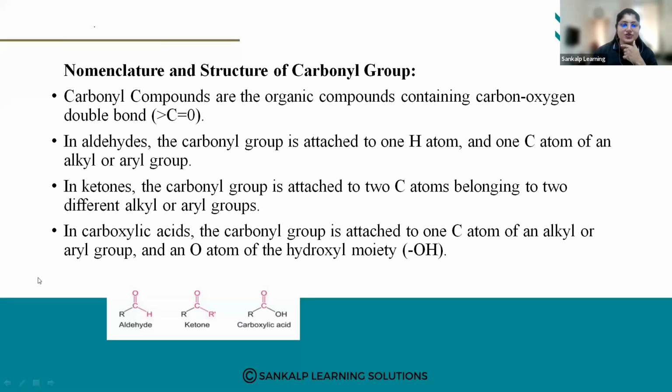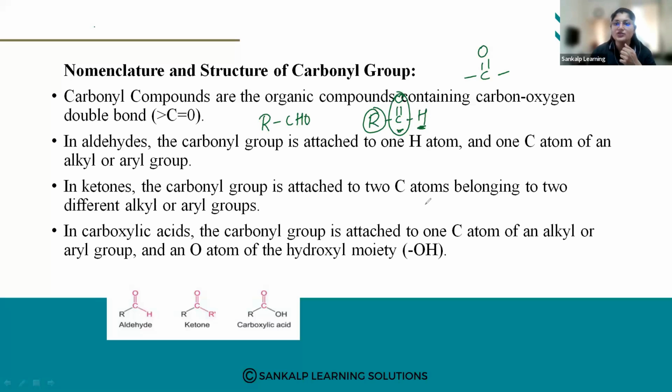It is CHO, so it is RCHO, that is R-C double bond O-H. At one side you have a carbon atom and on another side you have a hydrogen atom attached to a carbonyl group. So C double bond O is called a carbonyl group.